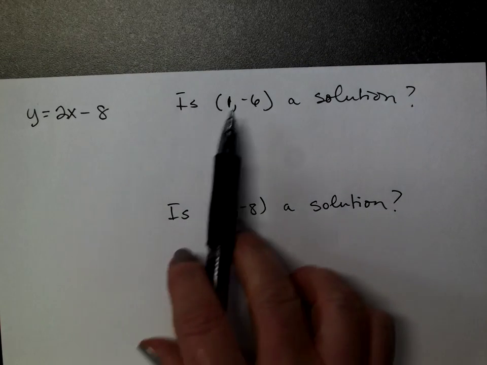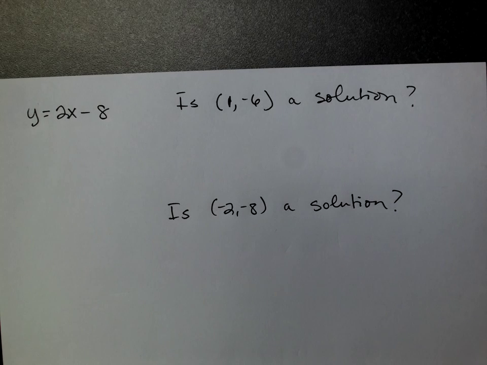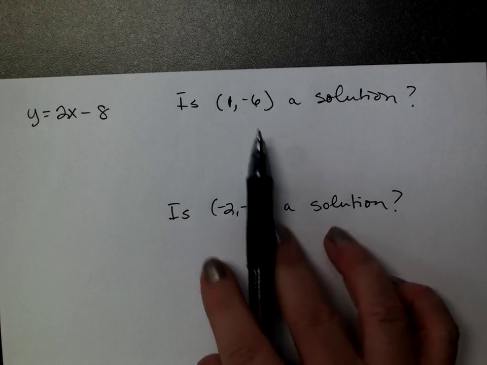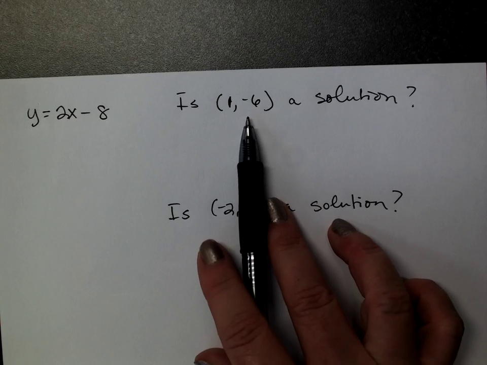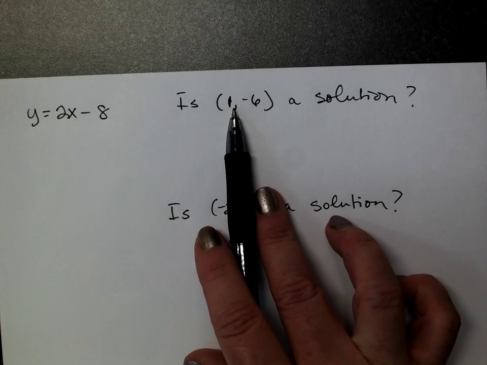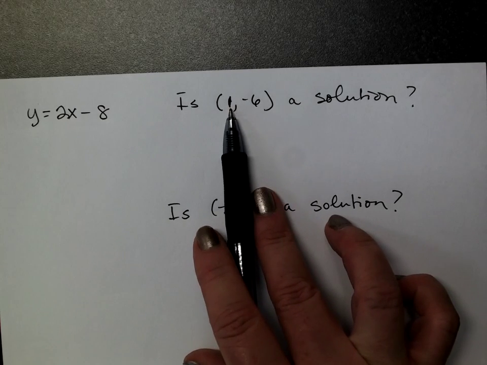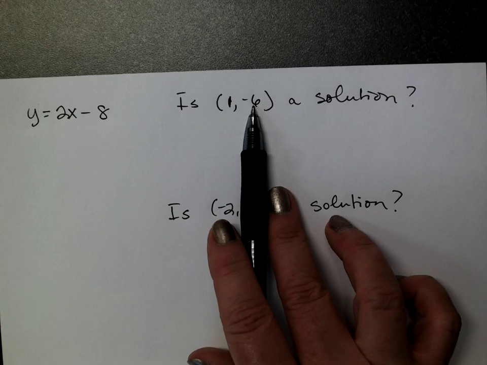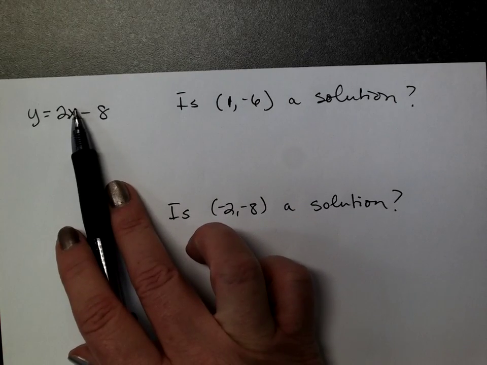Now I see some people make this a little more complicated than it has to be by trying to plug in just the y and then just the x and do them separately. But remember, if this is a solution, what does it mean visually? This point is on the line. So that means that these two things are true at the same time. This x and this y form a pair that's on the line. So you can plug them in one time, at the same time.